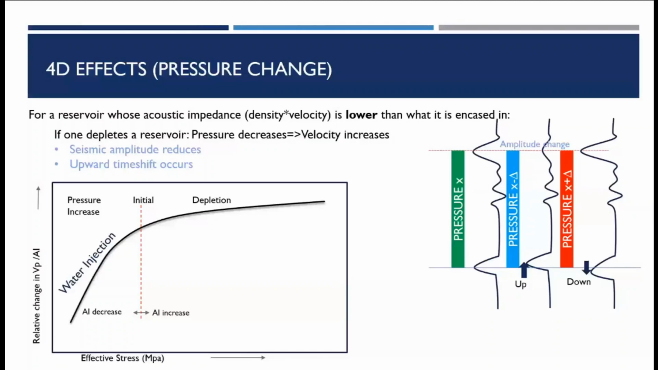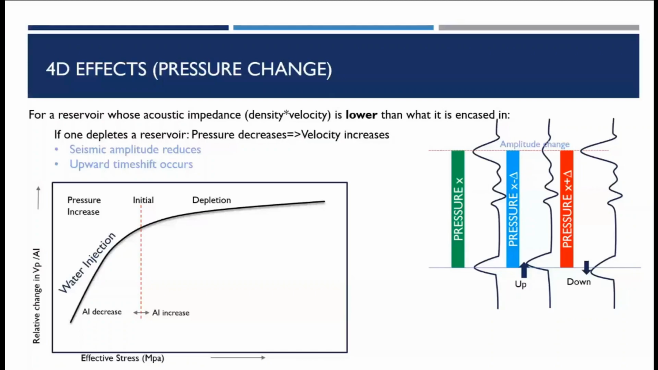So when the velocity is increasing, in this particular case for a depletion, what's going to happen to the seismic amplitude? It essentially reduces. It's the same principle that you have seen for water replacing oil. So seismic amplitude is going to reduce, and there's going to be an upward movement of the time shift in the monitor. That's what you're going to see.